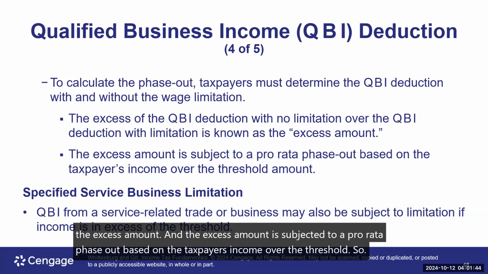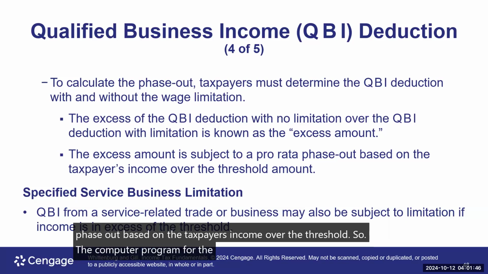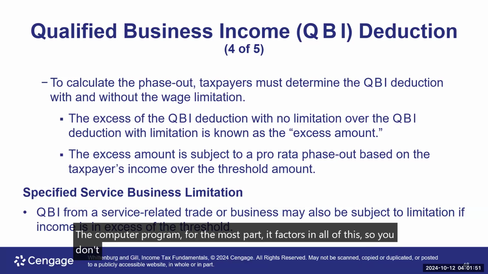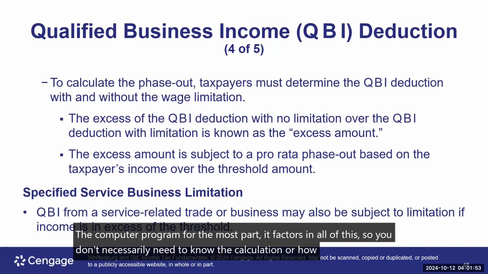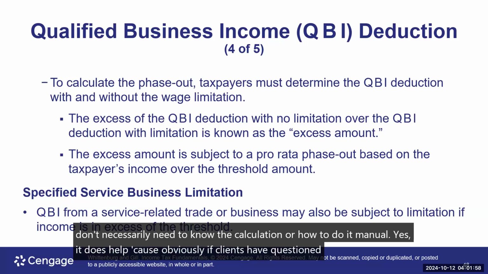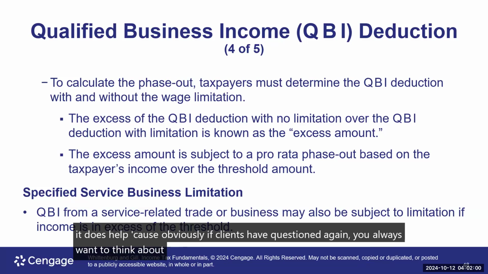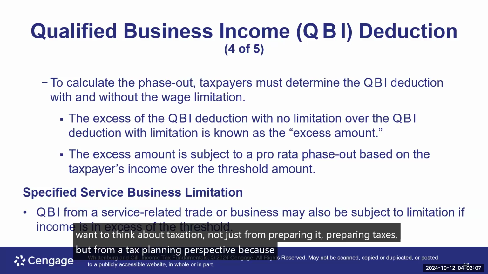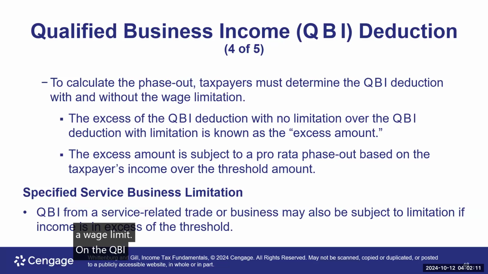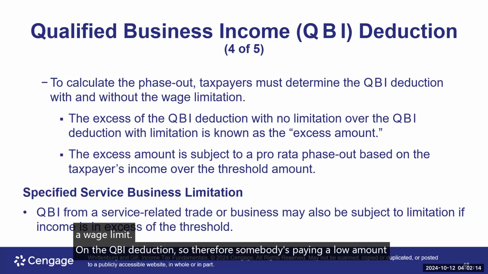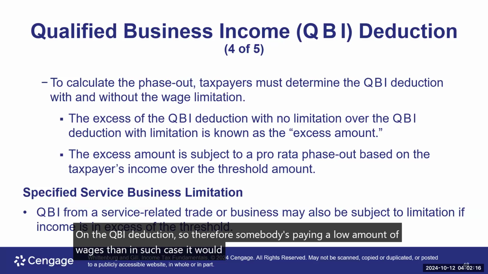And the excess of the QBI deduction with no limitation over the QBI deduction is known as the excess amount. And the excess amount is subjected to a pro rata phase out based on the taxpayer's income over the threshold. So the computer program, for the most part, factors in all of this, so you don't necessarily need to know the calculation or how to do it manually. Well, I guess it does help, because obviously if clients have questions, you always want to think about taxation not just from preparing taxes, but from a tax planning perspective, because obviously, as we saw, there's a wage limit on the QBI deduction. So if somebody's paying a low amount of wages, it would have an impact on how much can be deducted.